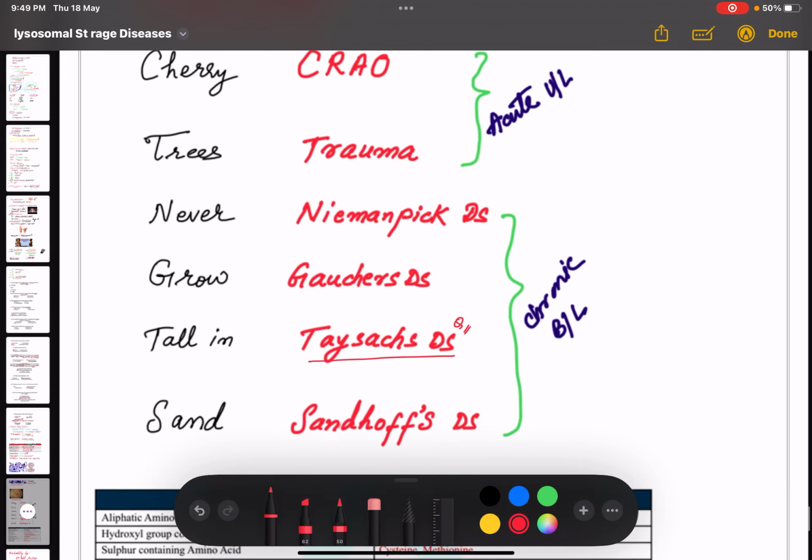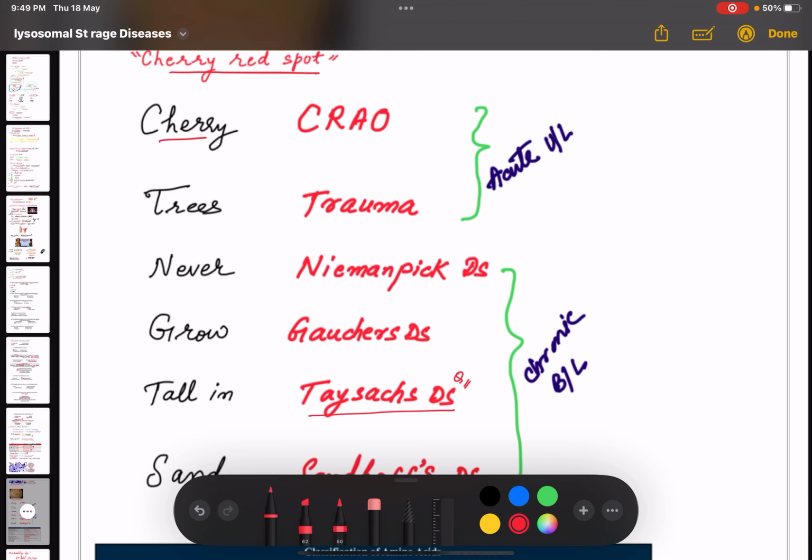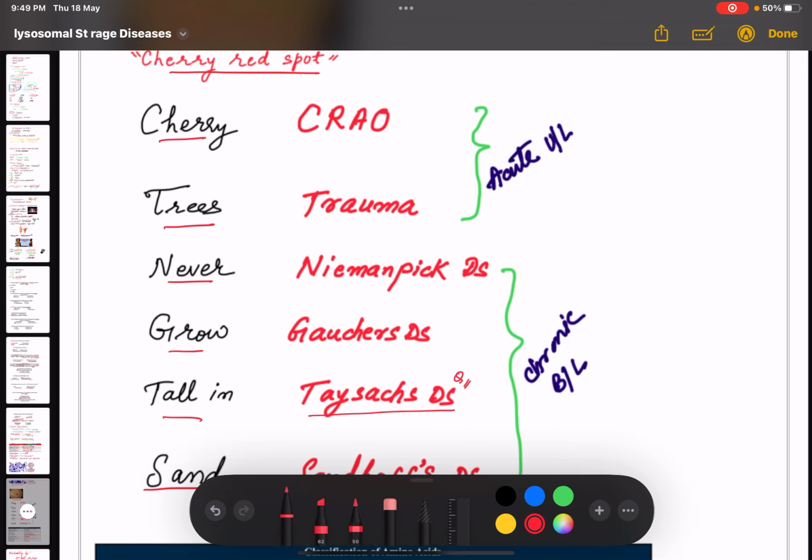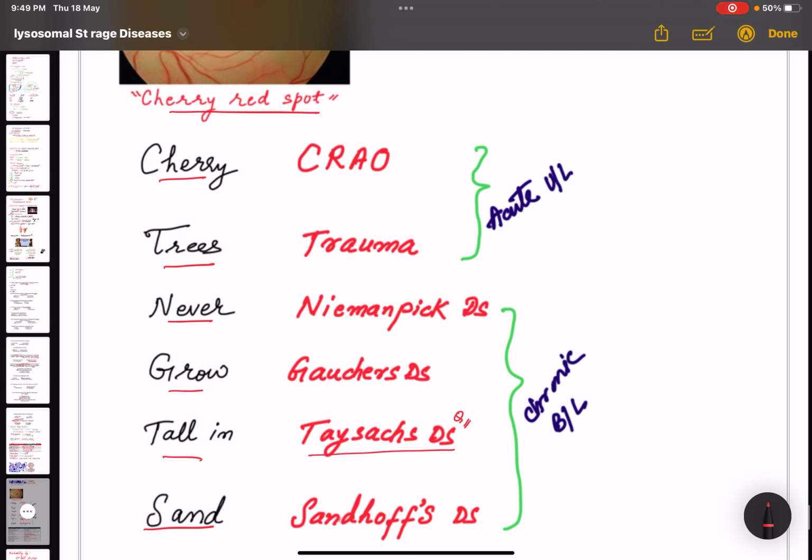Here I am giving you a mnemonic: cherry trees never grow tall in sand. This cherry red spot can be unilateral or bilateral. It can be found in acute conditions and in chronic conditions. If it is acute and unilateral, it can be seen in central retinal artery occlusion. It is artery, not venous. It is acute and unilateral.